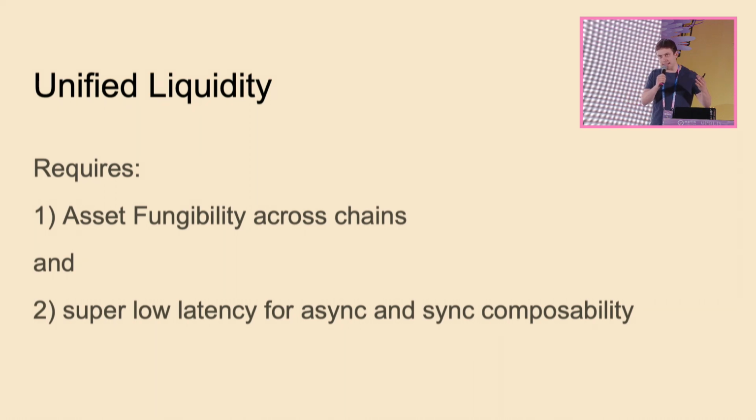So I'd like to claim that this unified liquidity vision requires two things. First, it requires that assets be fungible across chains. So if I have ETH on Polygon zkVM, and I want to do something on Polygon POS, like swap to USDC, I should be able to take my ETH and move it to Polygon POS and get ETH back. I shouldn't get a wrapped synthetic version of that token. And the second requirement is that we should have super low latency for cross-chain interactions, both asynchronous and synchronous.